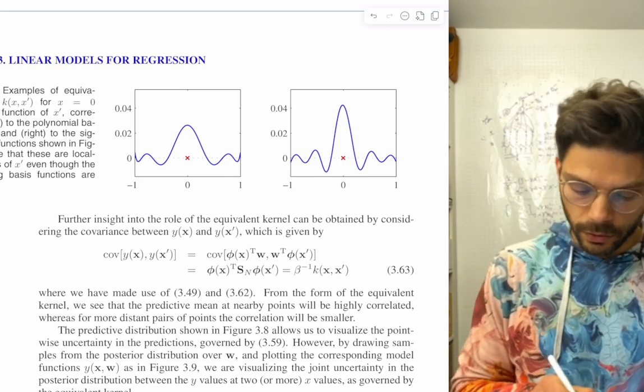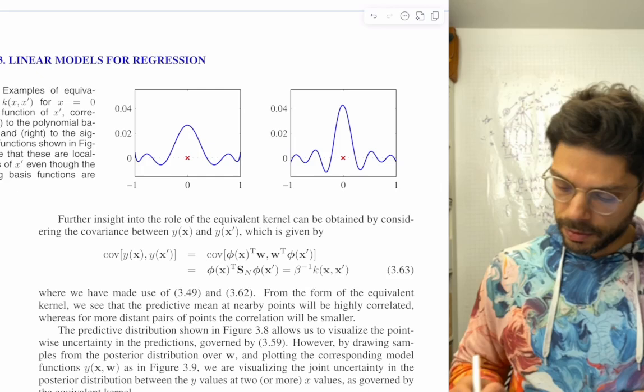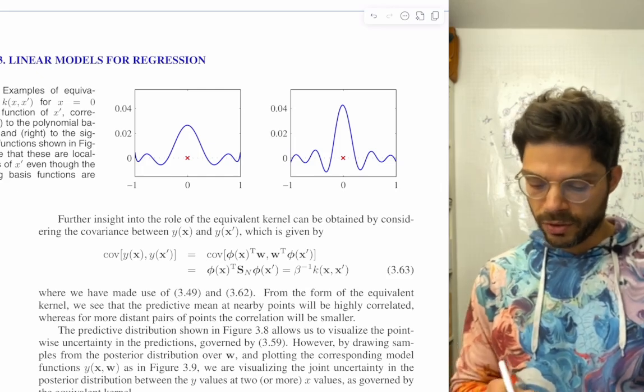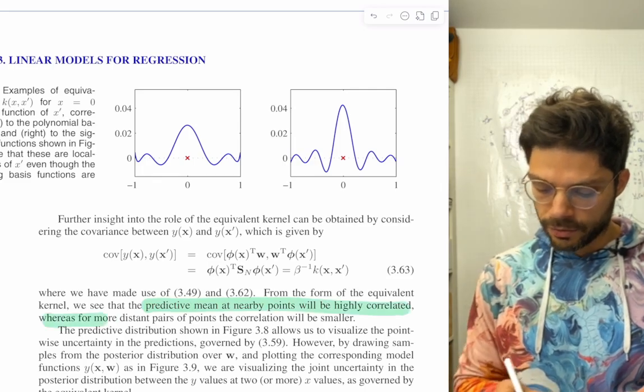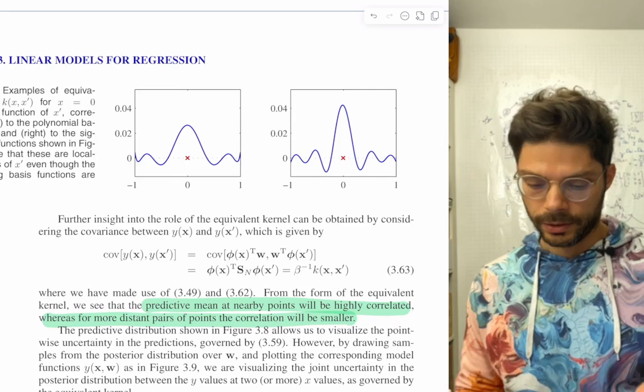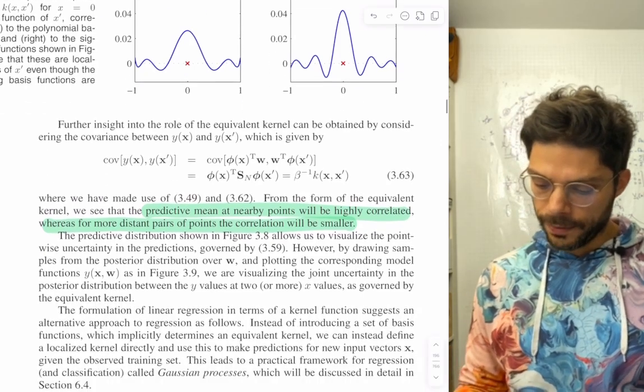That's all that's being said. So from the form of the equivalent kernel, the predictive mean at nearby points will be highly correlated, whereas for more distant points, the correlation will be smaller. Okay.